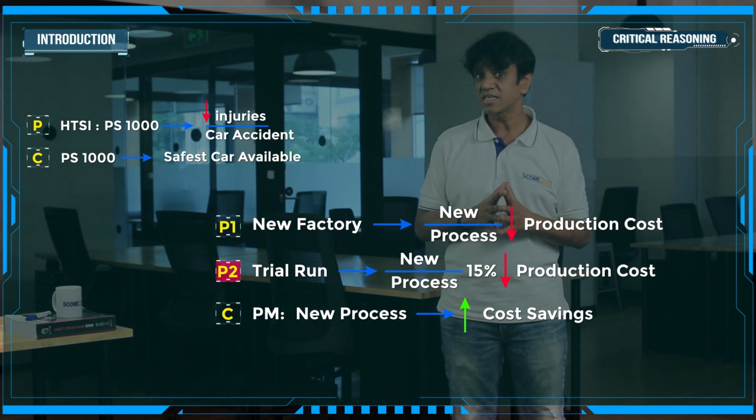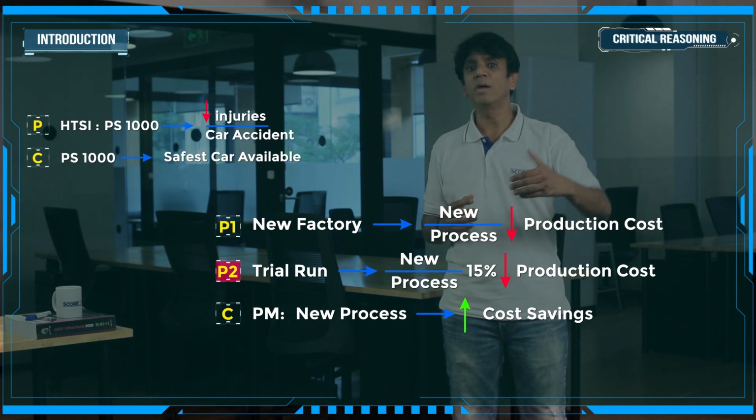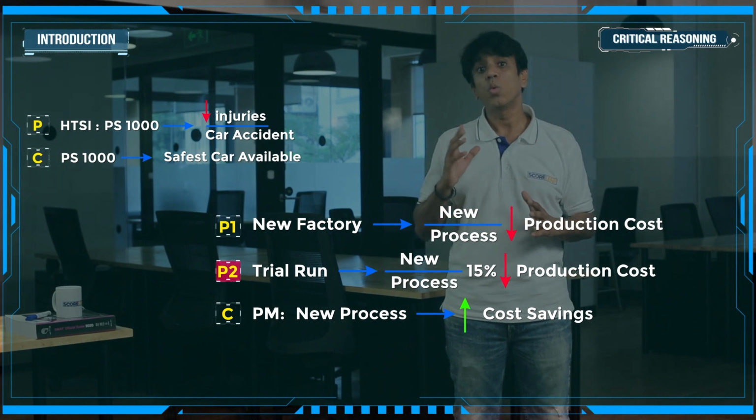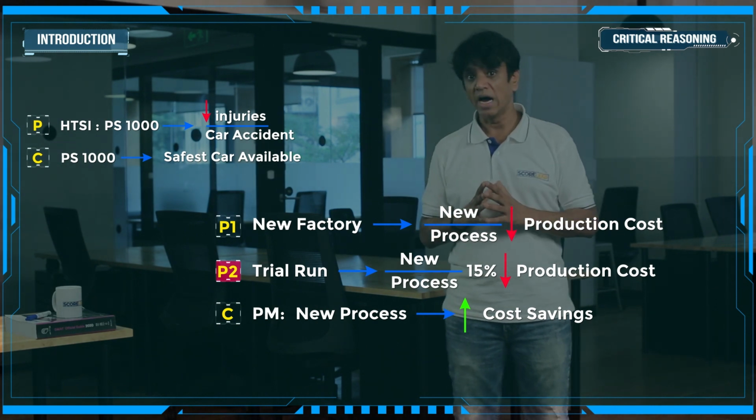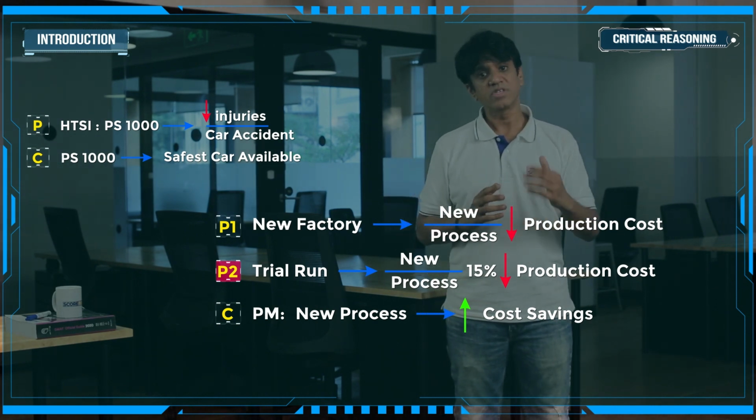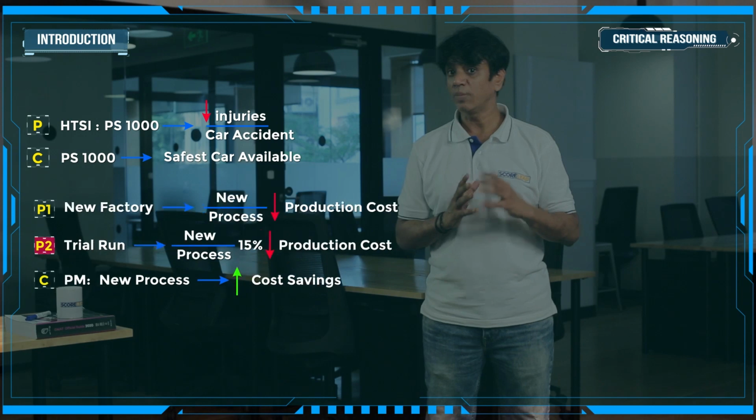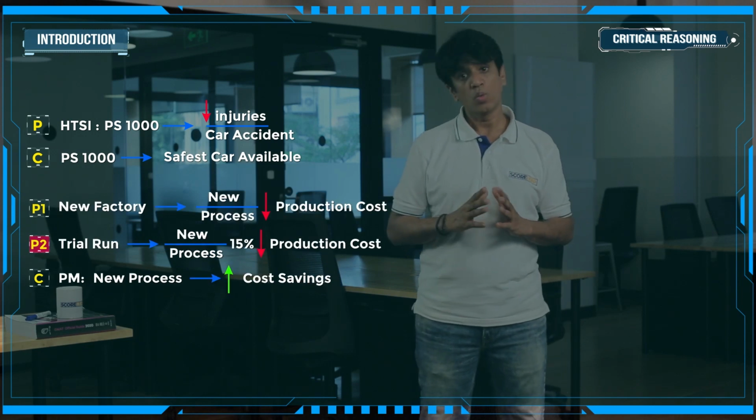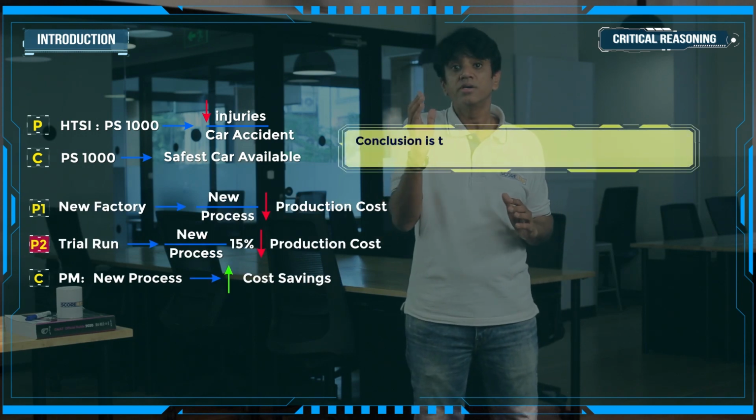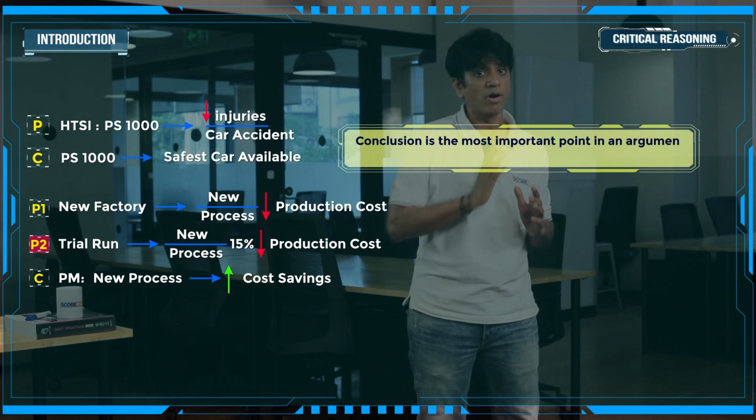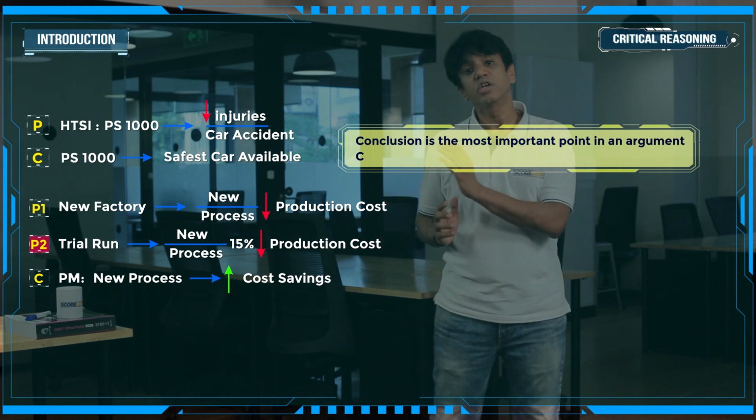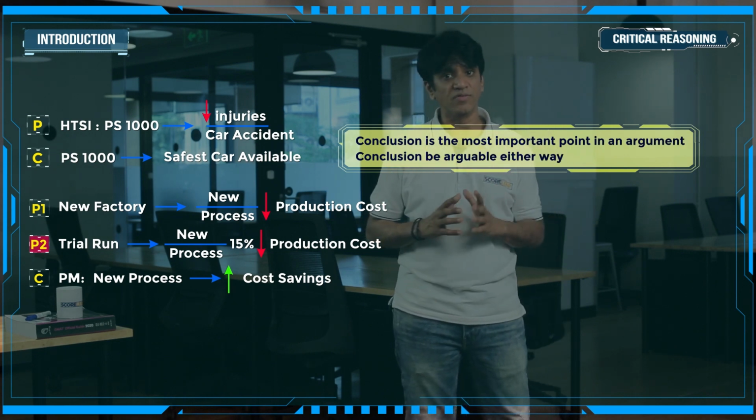As you have seen in this case, sometimes you may have more than one premise. However, there will be one main premise which you need to identify. Now this is how a conclusion with a trigger word looks. Now let me give you two important points. One, conclusion is the most important point in an argument. Two, conclusion must be arguable either way.